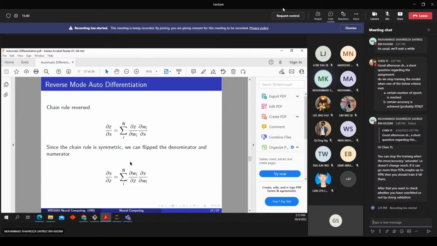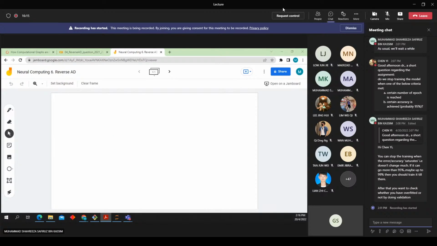Now, in the reverse mode AD, or reverse mode auto differentiation, since the chain rule is symmetric, we can flip the denominator and numerator. The partial derivative of z with respect to s can be flipped over, and you can take the partial derivative of s with respect to z using the same chain rule.